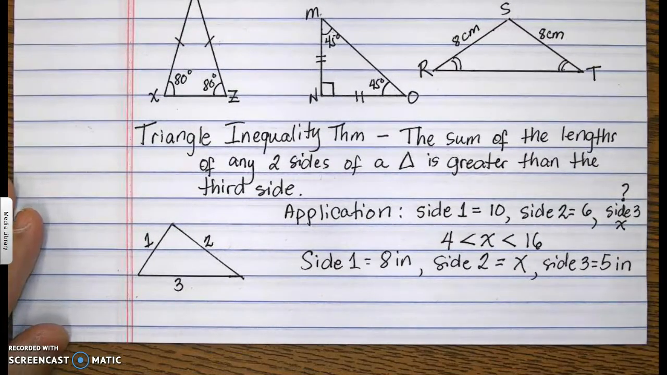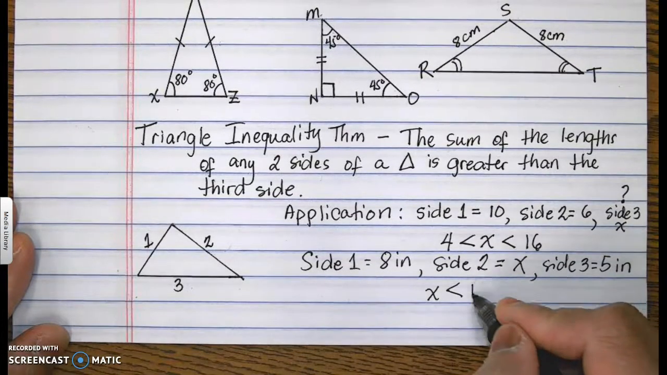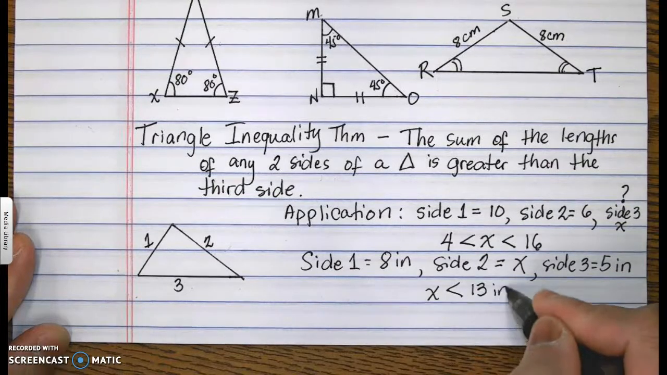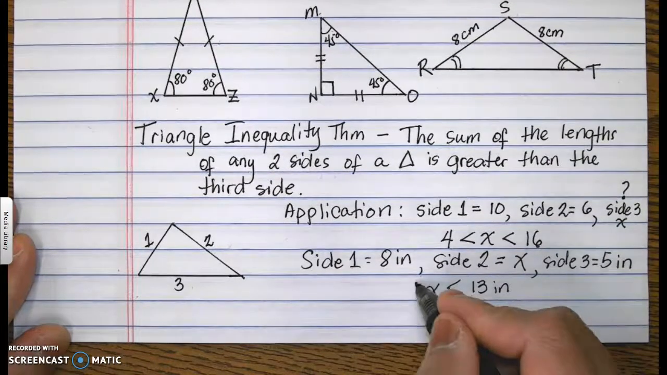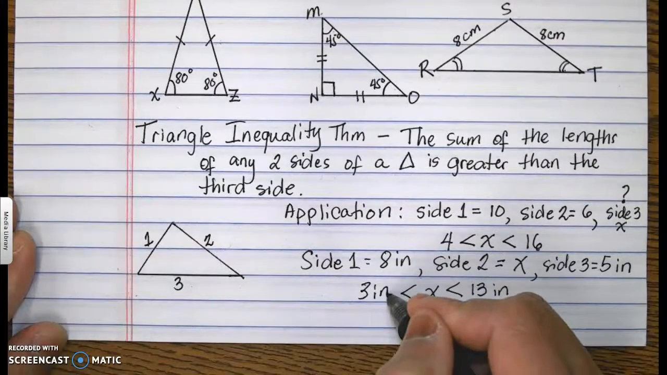So for our example number 2, what if side 1 is 8 inches, side 2 is your x, that's what you're looking for, and side 3 is 5 inches. So we know that side 2, which is the x, must have a length that is less than 13 inches, which is the sum of 8 and 5, but must be greater than 3 inches, which is the difference between 8 and 5.